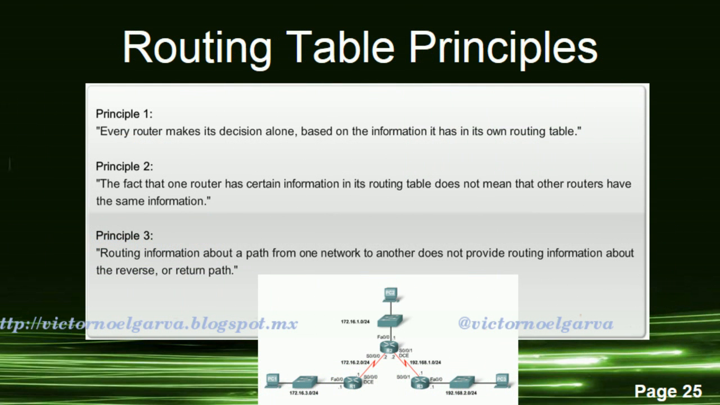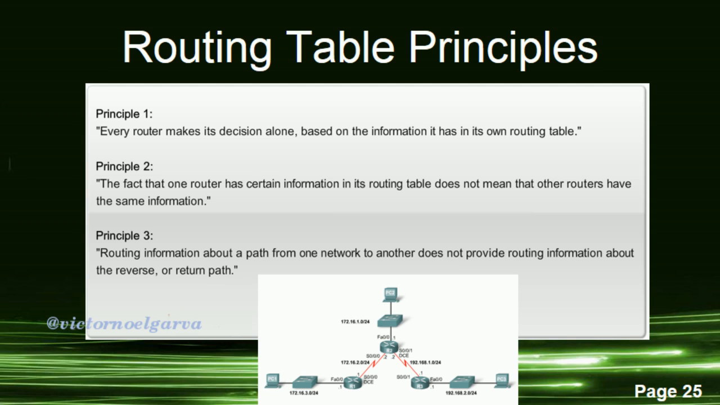Routing table principles. Now that three static routes are configured, can you predict whether packets destined for these networks will reach their destination? Will packets from all these networks destined for network 172.16.3.0/24 reach their destination? Let's introduce three routing table principles, as described by Alex Zinin in his book, Cisco IP Routing. Principle 1. Every router makes its decision alone, based on the information it has in its own routing table.